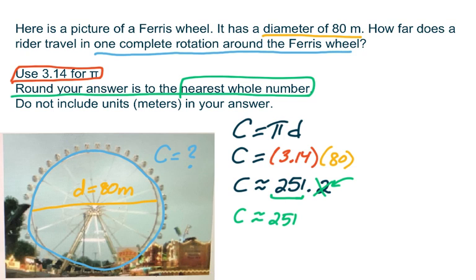If you chose the wrong answer of the circumference equals 251.2, then quite simply you either forgot to round your answer or you forgot how to round your answer. Maybe you didn't understand what the nearest whole number meant, or maybe you just forgot to read the instructions completely and use them to make sure that you had done everything that you were being asked to do.